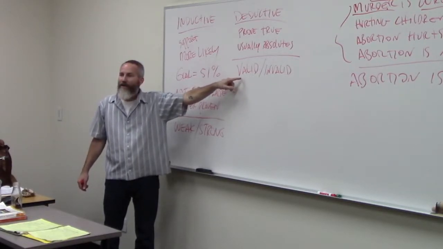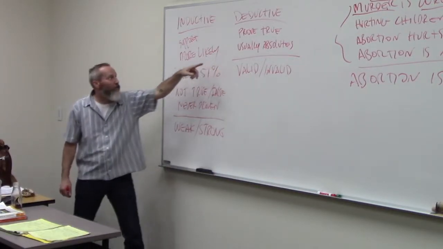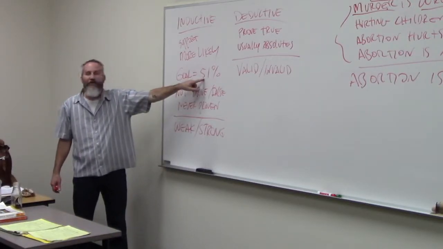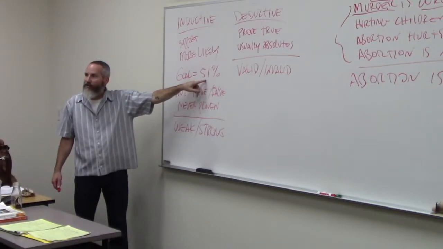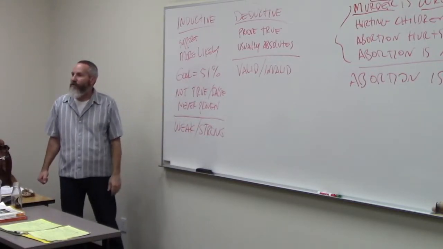With the deductive one, the point is, can we look to see whether it's true or false? With the inductive one, it's simply, is it weak or strong? Did it reach that 51% threshold? If so, that's a strong argument. It's more likely than not that our conclusion is true. If we didn't reach our 51% threshold, then it's a weak argument. It's not likely to be true.